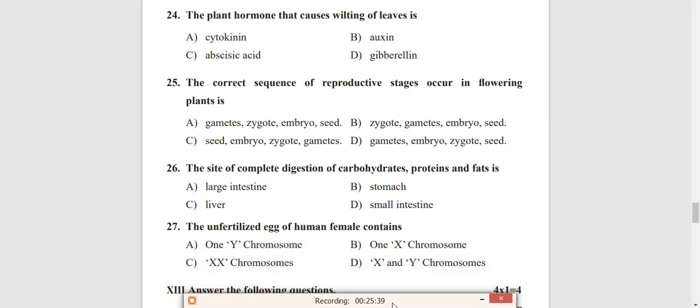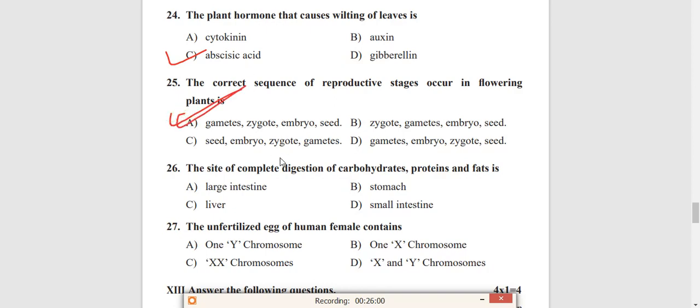It is abscisic acid. Next, the correct sequence of reproductive stages occurring in a flowering plant. Whenever reproduction takes place in a flowering plant, first we need gametes. When gametes fuse together, a zygote is formed. After that, the zygote changes into an embryo, and finally we get the seeds from the embryo. Right? So option A is the correct answer.